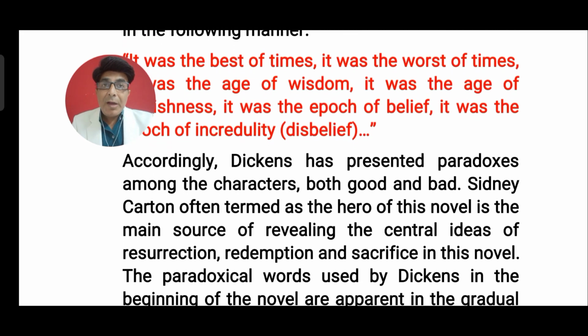Now you must be wondering why I am reading these lines. These lines are very important to understand the themes of this novel and at the same time to understand the characters who are presented in this novel. You see the character of Sydney Carton. There we find foolishness in the beginning of this novel in this character, wisdom at the end. Yes or no?